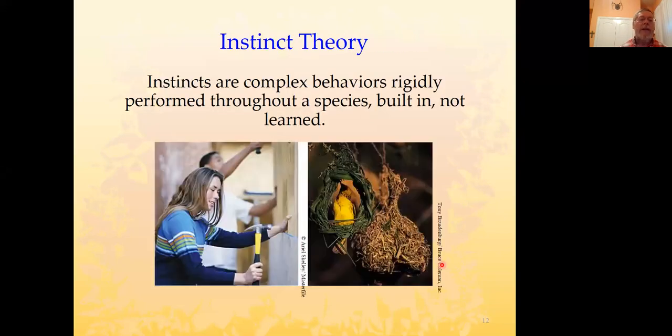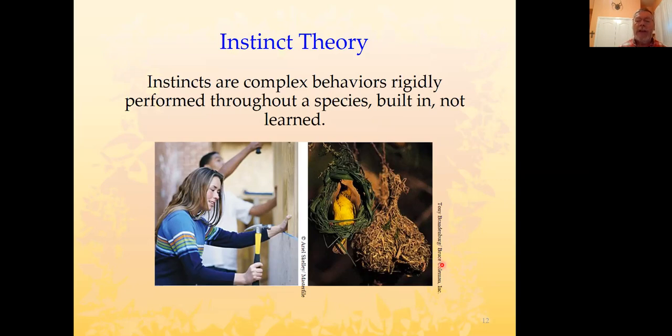So starting with instinct theory. First of all, a little definition. Instincts, strictly speaking, are complex behaviors that are rigidly performed throughout a species. They are behaviors that are built in, triggered by certain stimuli. They are not learned behaviors. And so strictly speaking, first of all, complex behavior. So not a reflex, not that simple, but behaviors that require numerous steps to complete and so forth, rigidly performed throughout a species.